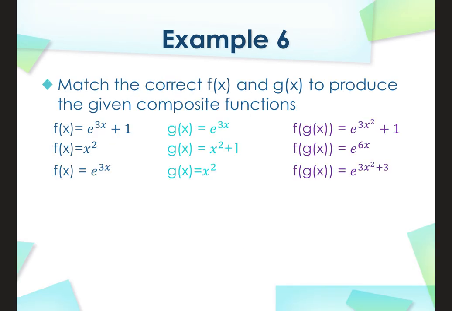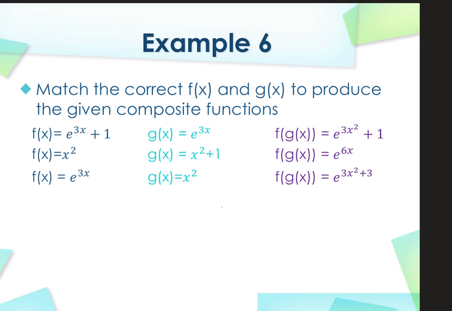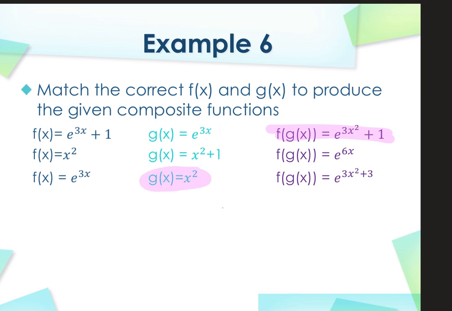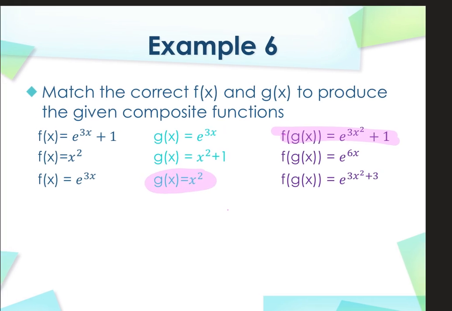All right, example 6 says match the correct f of x and g of x to produce the given composite functions. So you are trying to figure out what g do I plug into what f to get the ending result. So let's say I start here. What g gets plugged into which f to get me to that spot? The g is your x squared, so if I make g my x squared, which one would I plug it into? The first one, okay?